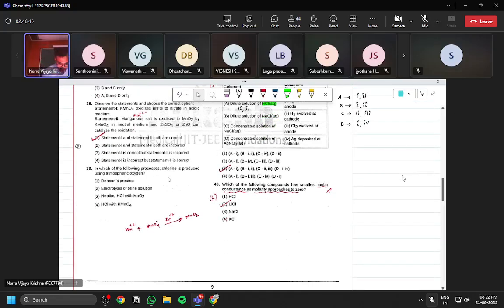Next one. In which of the following is chlorine produced using atmospheric oxygen? Oh, Deacon's process. What is it? HCl reacts with atmospheric oxygen in presence of cuprous chloride, Cu2Cl2, right? To form H2O plus Cl2. We call that Deacon's process. Next one.